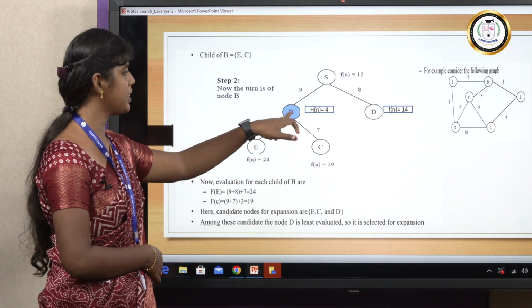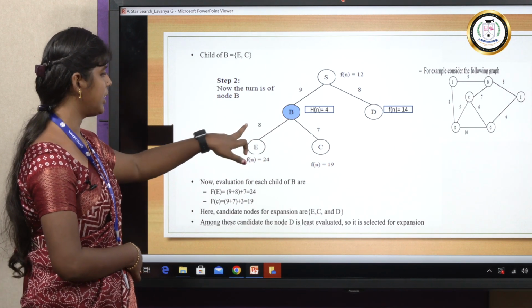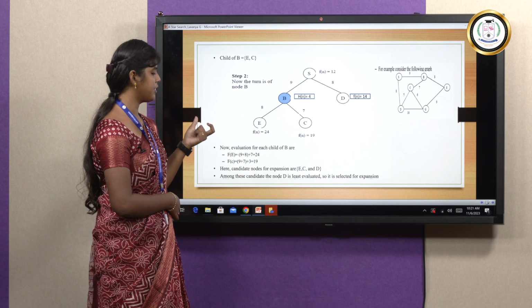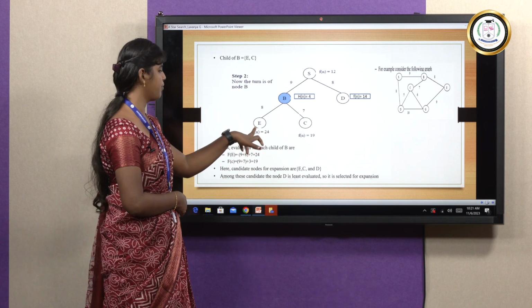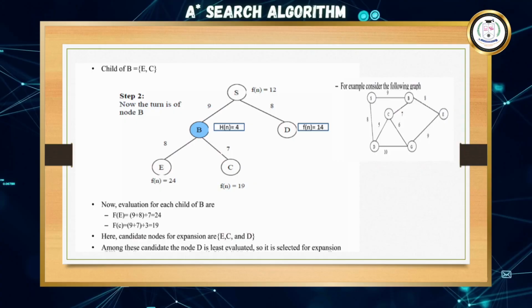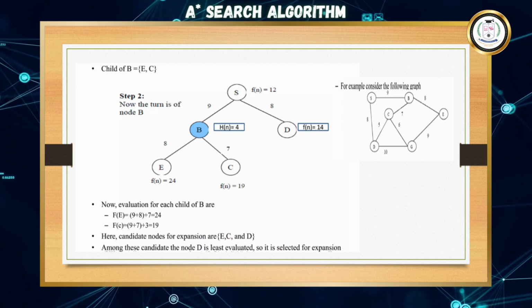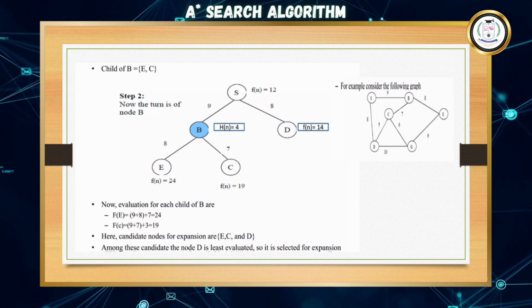That means for S2B the value will be 9, B2E the value will be 8. So 9 plus 8 you need to calculate. For h of n, the heuristic value of E, h of n will be 7. So 9 plus 8 plus 7, the value will be 24.